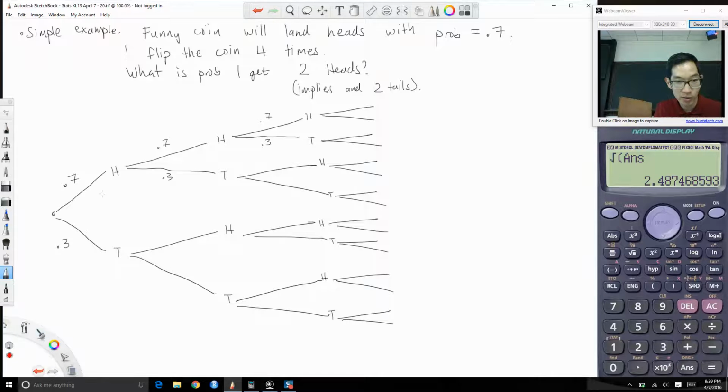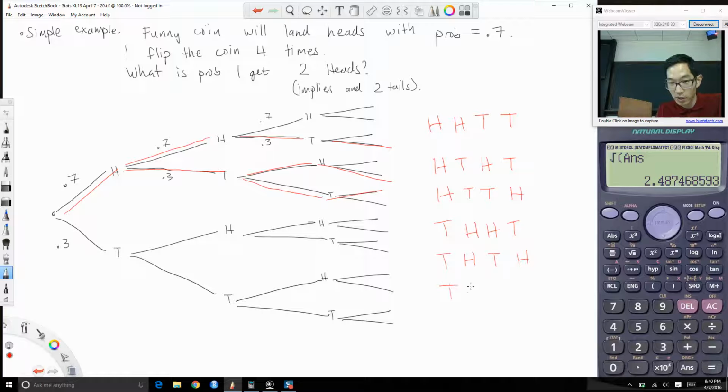I'm going to say I get heads, heads, and then I have to get tails and tails, right? So one possible way will be heads, heads, tails, tails. Another one could be heads, tails, heads, tails, and then I could also get heads, tails, tails, heads. I'll just tell you what else I can get: tails, heads, heads, tails; tails, heads, tails, heads; and tails, tails, heads, heads. So these are all the ways I could get 2 heads and 2 tails if I flip the coin 4 times.